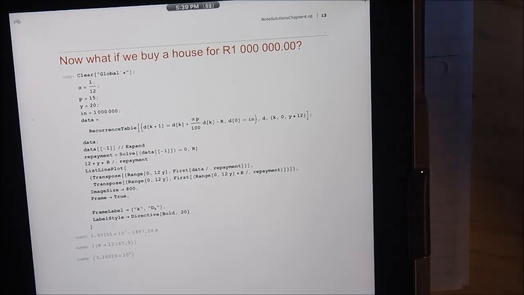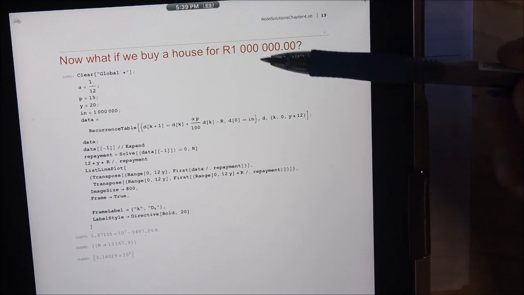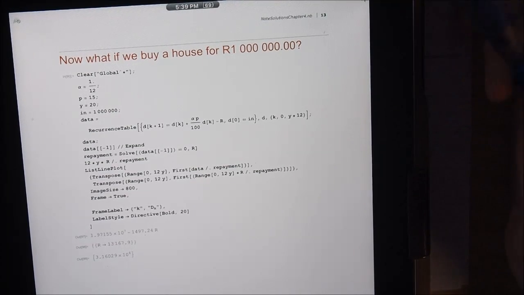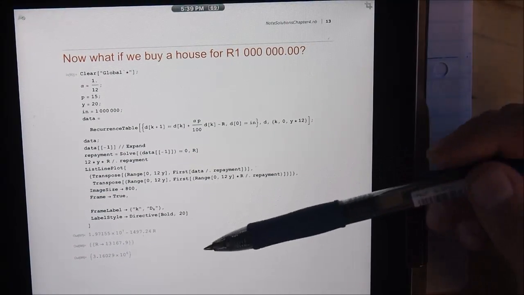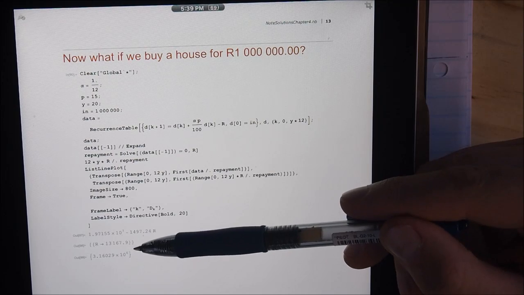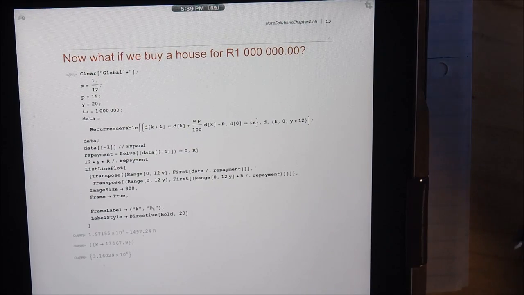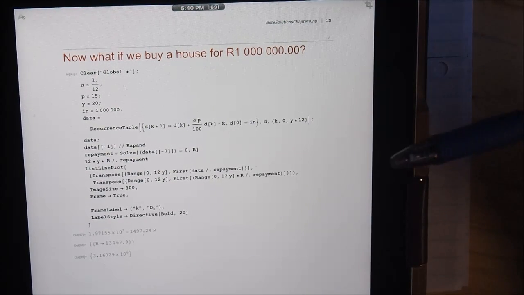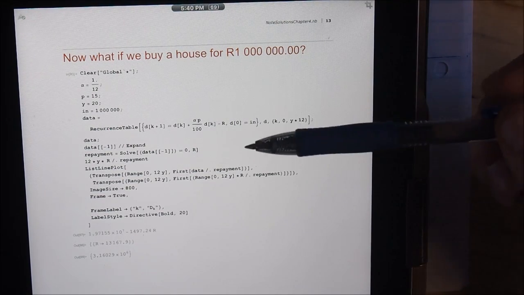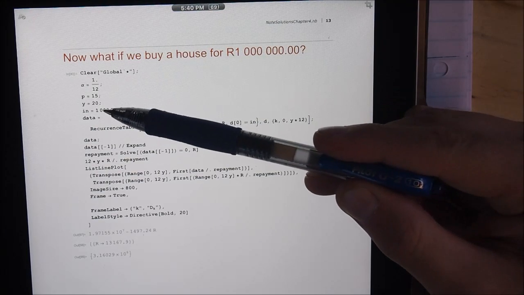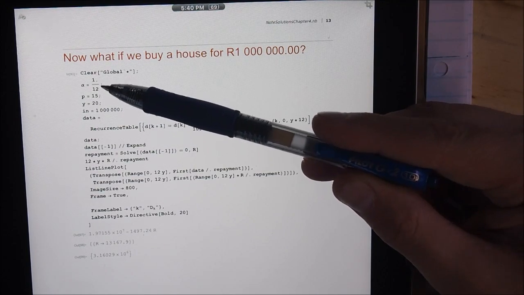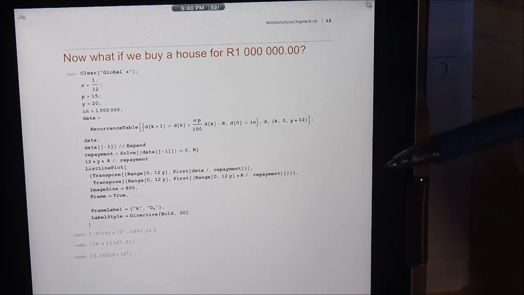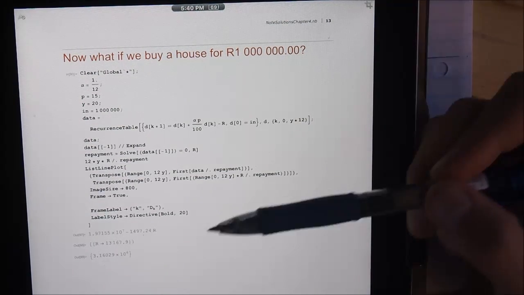Okay, so if you buy a house for R1,000,000, this mathematical code, you can again find it in the notes and on Sakai. Basically it tells us that the repayment if I borrow R1,000,000 is R13,000. So I borrow R1,000,000, and every month I have to pay R13,000, and I pay it off over a period of 20 years. My interest rate is 15% per annum. Alpha is 1/12, so it's compounded monthly.